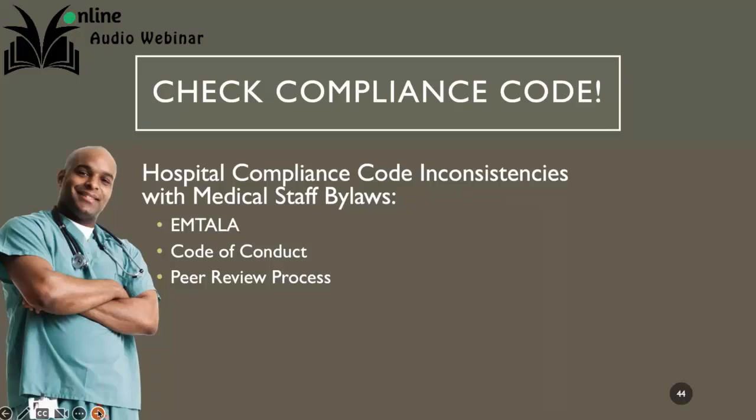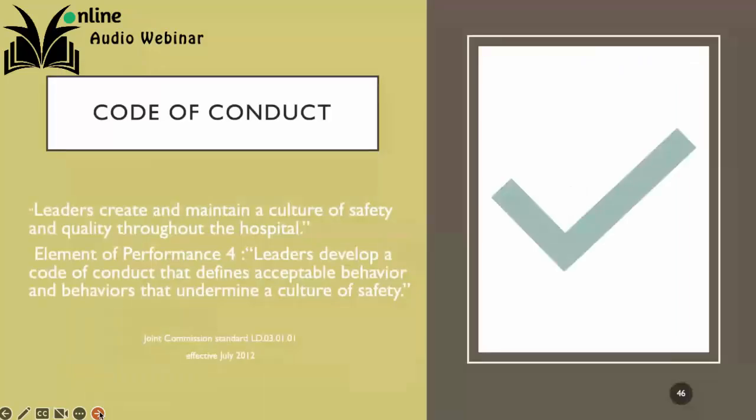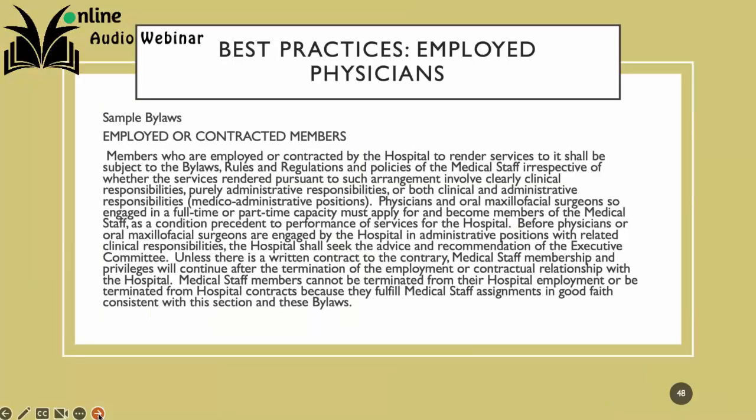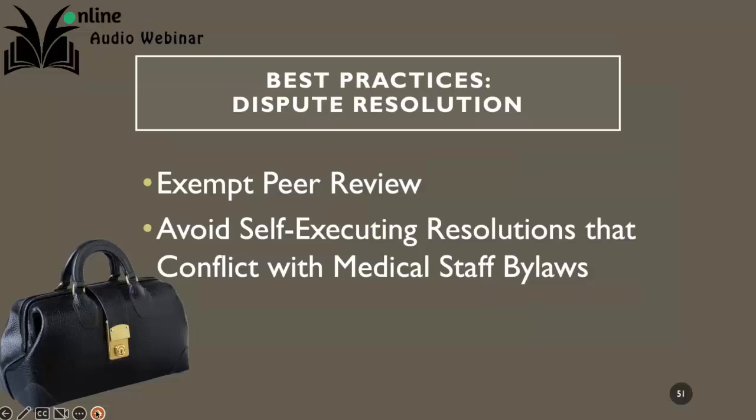Here's one way to do it, is to make sure that the medical staff is involved in coordinating compliance. Make sure there's a code of conduct in your bylaws. The Joint Commission calls for it. It's complicated, but it's worth it. Same with, again, employment of physicians. So again, here's a best practice on dealing with the issues of employed or contracted members vis-a-vis the medical staff bylaws. I recommend dispute resolution be addressed right in the bylaws. The Joint Commission calls for it, and every medical staff needs it. Make sure, though, that what isn't part of dispute resolution is peer review. We've got processes for peer review in the hearing and appeals.